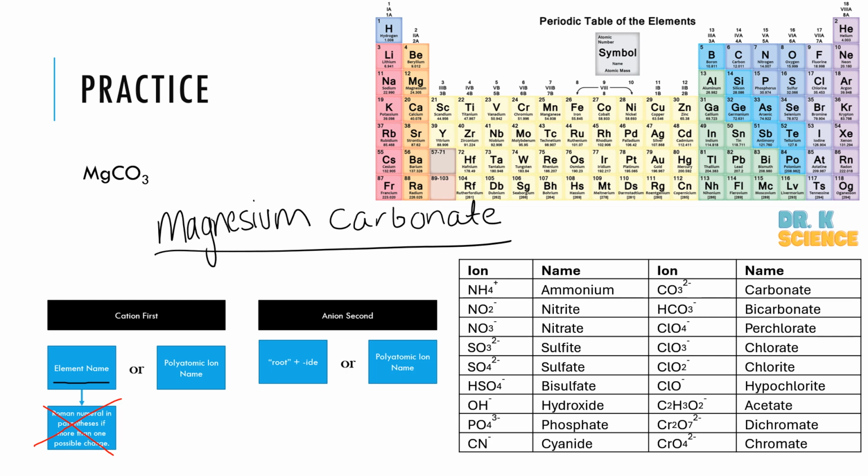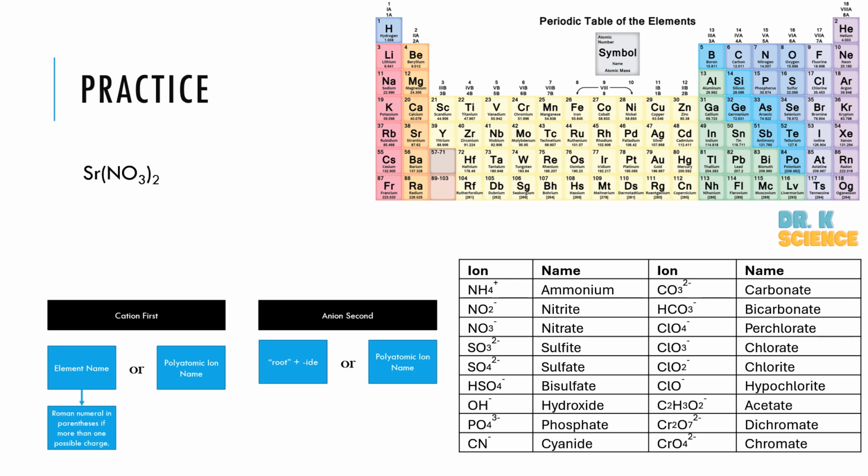Now let's try another one. I have Sr, and then in parentheses, NO3, and then a 2. Now, polyatomic ions, I described them as being a unit or a building block. We can't just put a 2 right next to this oxygen 3. The reason for this is because we need two whole sets of NO3 if we want to change how many we're talking about.